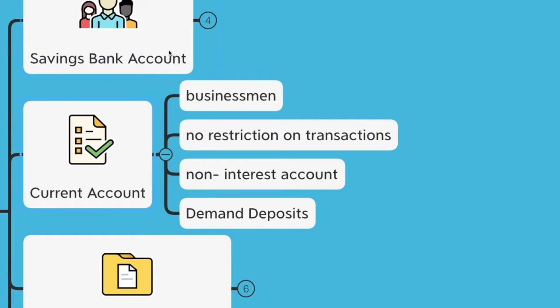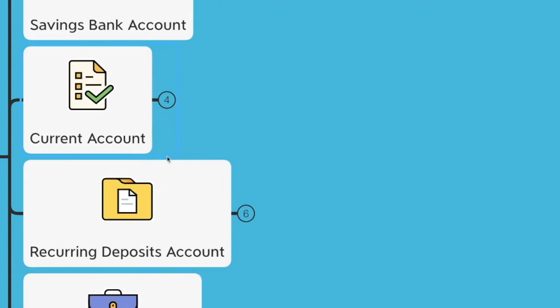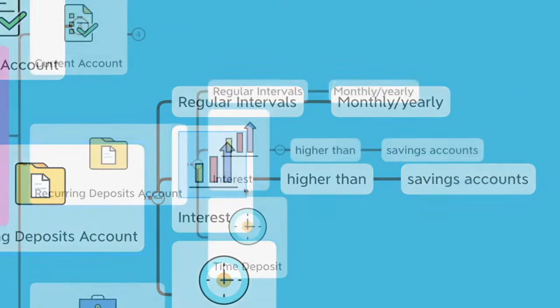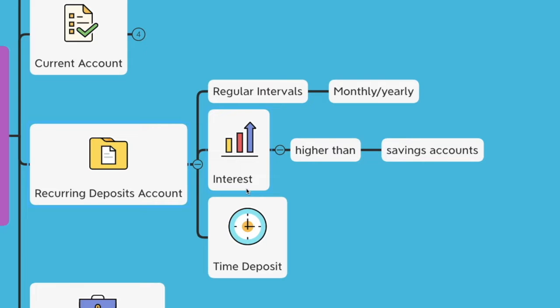The third type of account is the recurring deposits account. It's called RD. Now, it is offered to those who regularly deposit into accounts at a regular interval, for example, monthly, yearly, and so on. Okay. The positive thing about this is that it gives you a higher rate of interest than your savings bank account. Okay. So it's profitable in that way.